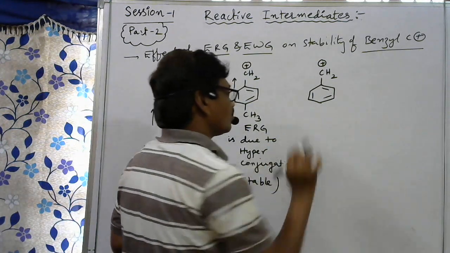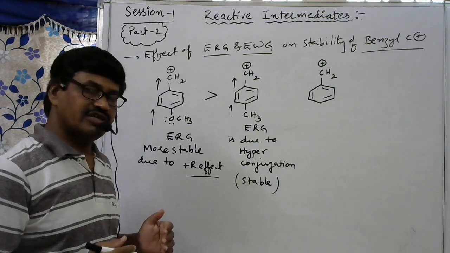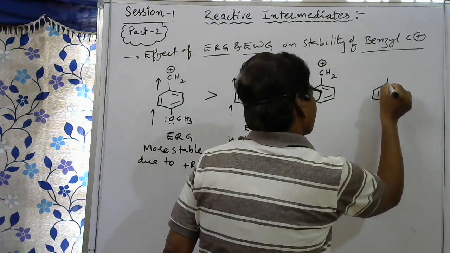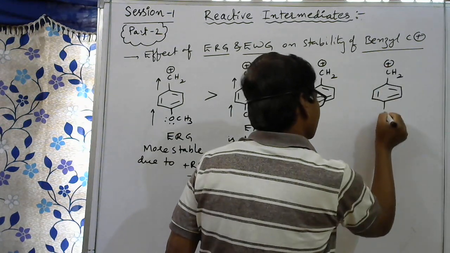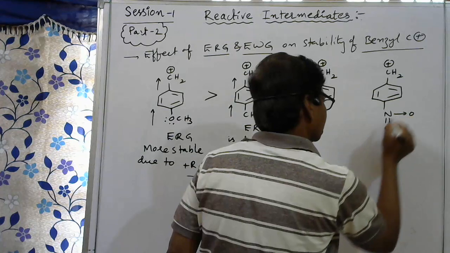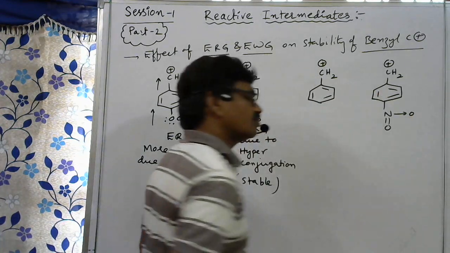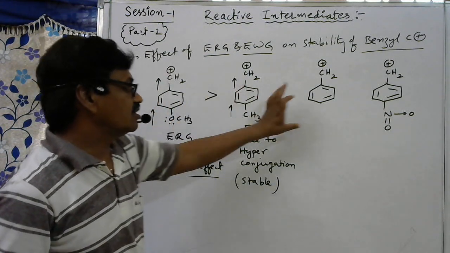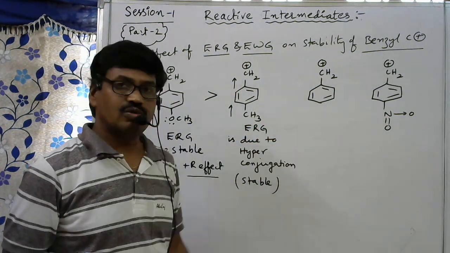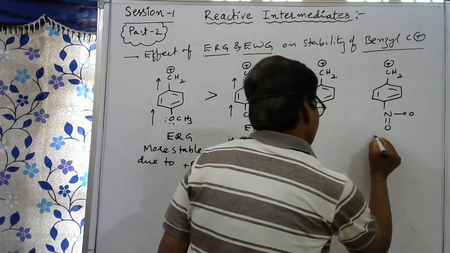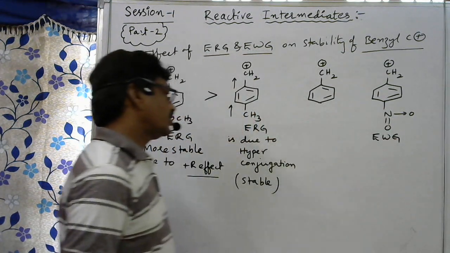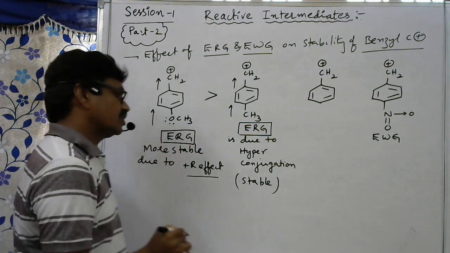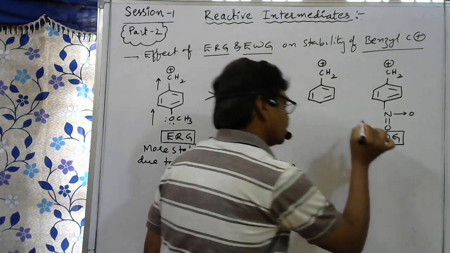Then here, the normal benzyl carbocation, because of its 5 resonance forms, has some stability. Here one more benzyl carbocation I am writing, CH2 plus. Here I am writing NO2, N double bond O. This is para-nitro benzyl carbocation. Para-methoxy benzyl carbocation, para-methyl benzyl carbocation. This is just benzyl carbocation. This is para-nitro benzyl carbocation. Here this is an EWG, electron withdrawing group. This is an electron releasing group. This also is an electron releasing group. Here this is an EWG, electron withdrawing group.